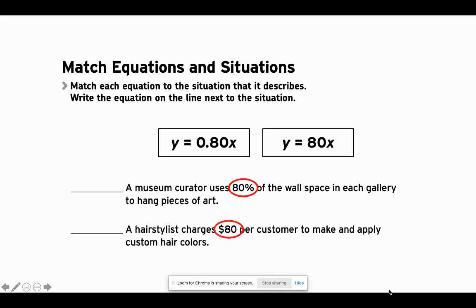The first thing we need to look for is percent and the money. Then we need to ask, are percent and money the same unit? No, they are not. We need to change the percent to a decimal. So how do we do that? When we multiply a number times 100, that gives you your percent. So if we have x times 100 equals 80, x would equal 0.8 or 0.80, which means the first equation goes with the first sentence and the second equation goes with the second sentence. You want to write those equations in on the blanks.